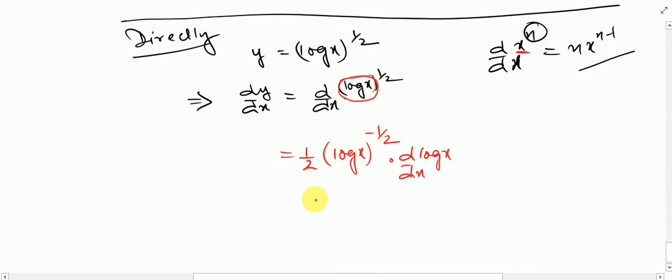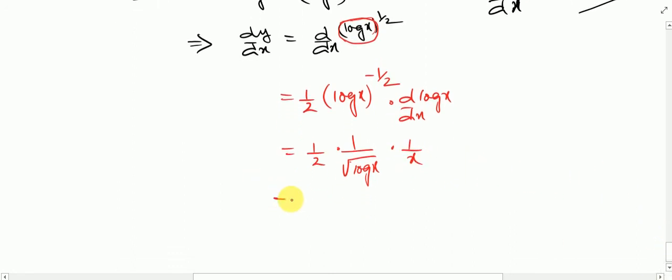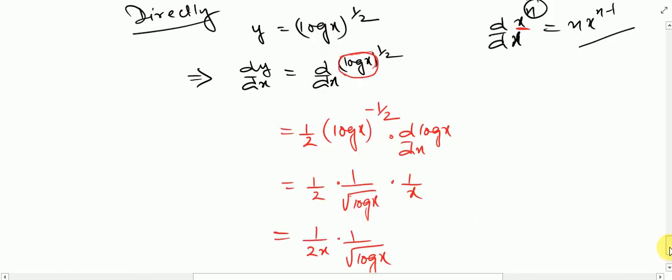Clear? So you get this. This is half, so you will get under root of this down over here, and the derivative of log x is 1 by x. So you get 1 by 2x into 1 by this.